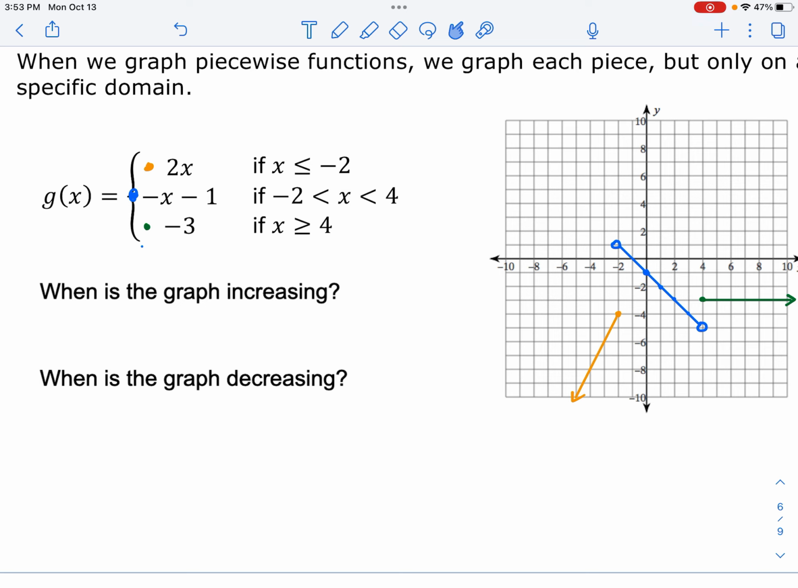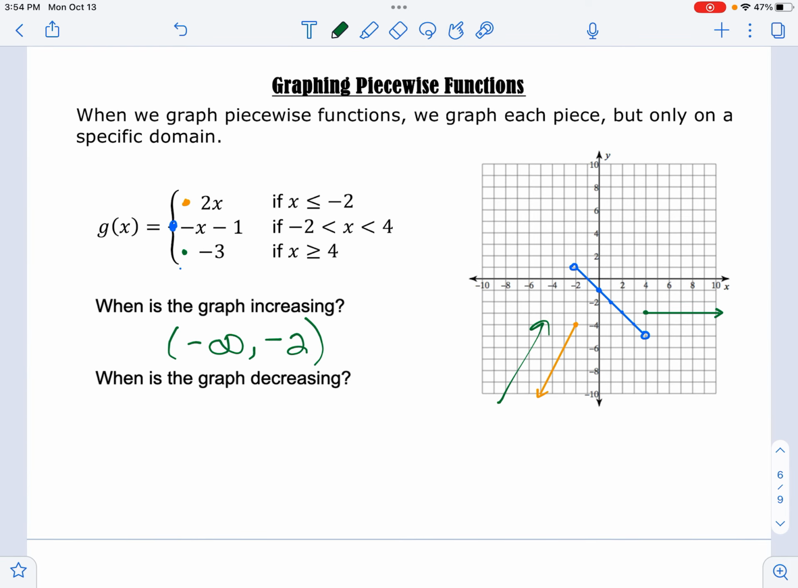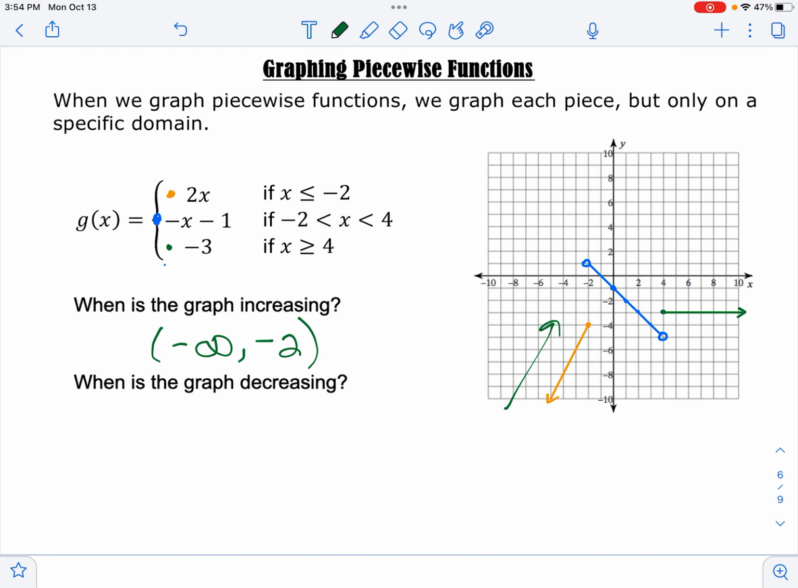When is the graph increasing? So that would be right here. So that's from negative infinity to -2. When is the graph decreasing? I guess this should be a bracket. -2 is included. From -2 to 4. And then that's it, because the last part is not going up or down.